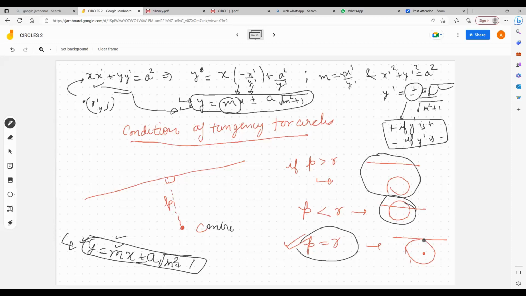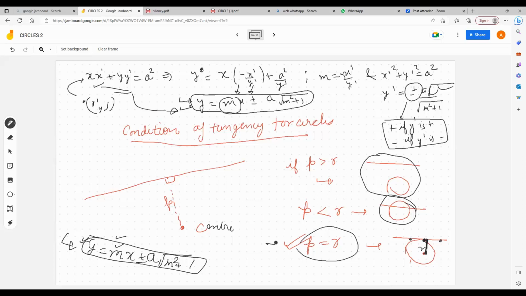Here I have just converted that single point condition into this. Now suppose this perpendicular distance is equal to R. Then any other point cannot have that distance equal to R, because any other point will have a distance more than that, since the perpendicular distance is the shortest distance from a point to a line. So both the conditions, that the perpendicular distance from the center of a circle to a line is equal to R, and that the circle and the line intersect at only one point, are the same geometrically.